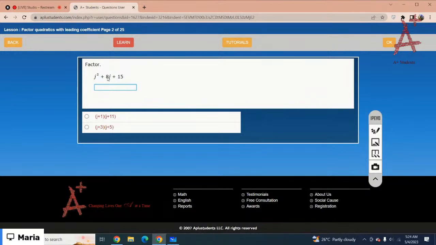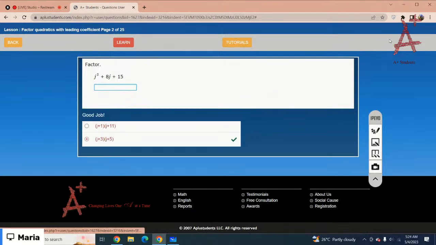Here you have 8. So you need to find two factors that when multiplied make 15 and when added make 8. Got it? Let's check this one. 11 plus 1? No, 11 plus 1 makes 12. You can see this one, 5 plus 3. Yes, 5 plus 3 makes 8, and 5 times 3 makes 15. Got it? That means the second option is the correct one. It would be j plus 3 and j plus 5. Option number 2 is the correct option.